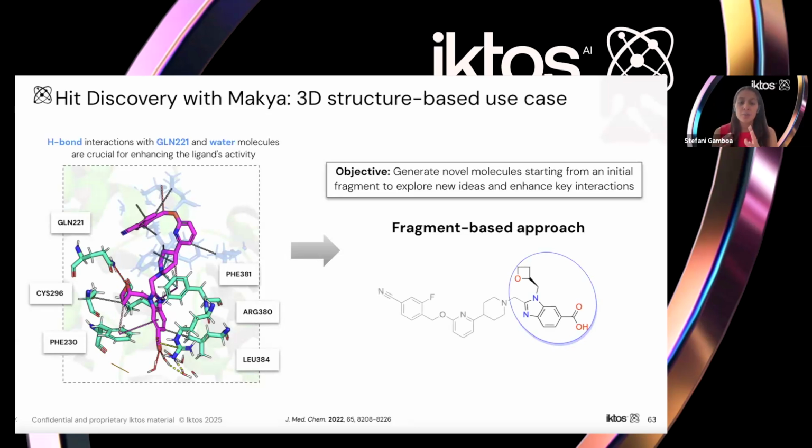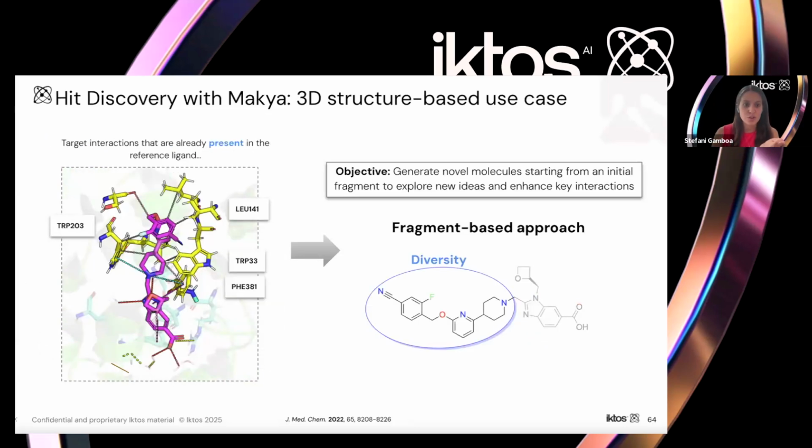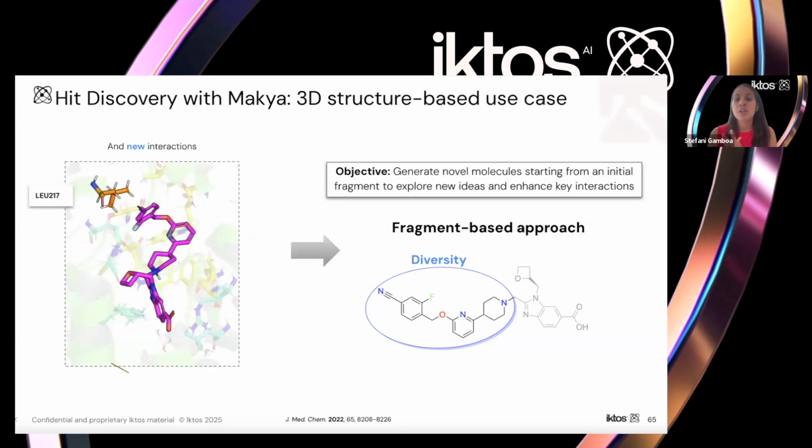So we applied here a fragment-based approach to generate novel molecules using these key functional groups as the core element. Through a fragment growing algorithm, we will introduce chemical diversity while preserving critical interactions. So starting from the initial fragments, we target the generation of novel chemistry in the rest of the molecule. And this strategy allowed us to explore interactions that are already present between the reference ligand and the protein, like the one that I'm showing you on the left, but also explore new interactions with residues like, for example, lysine 217, allowing us to generate a more diverse set of molecules.